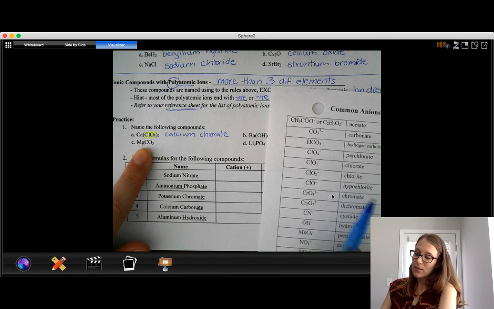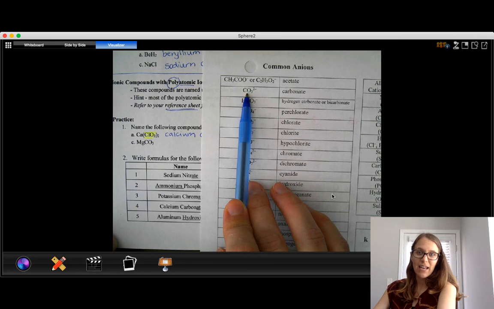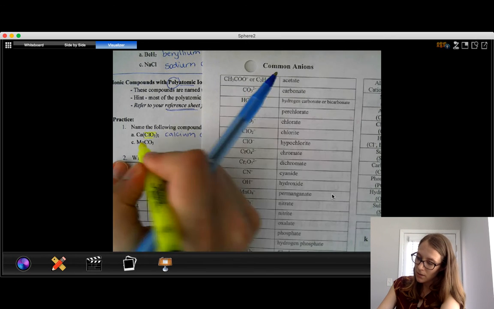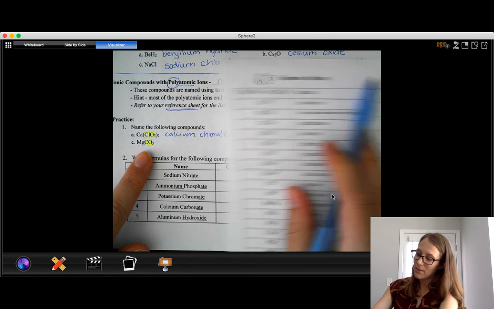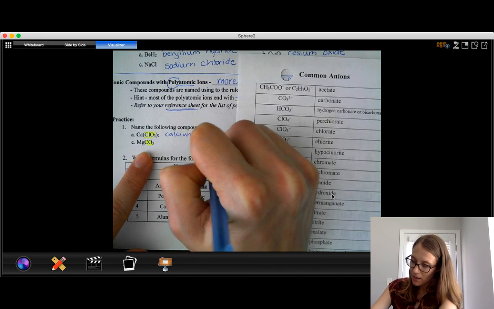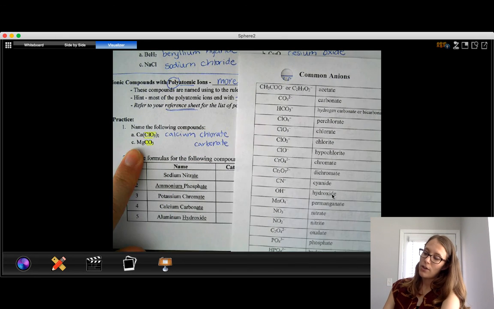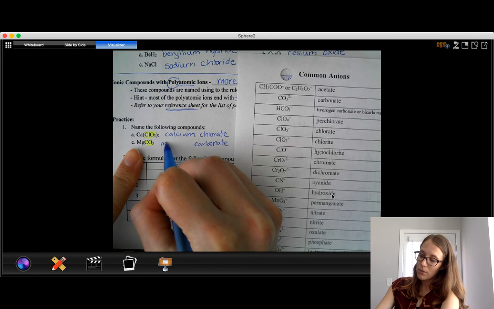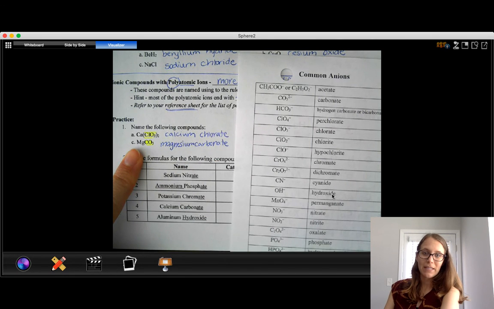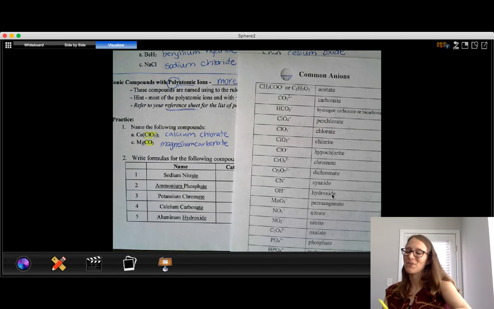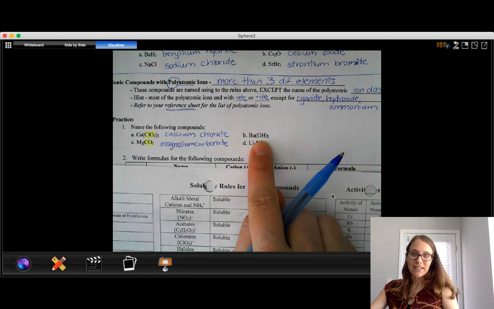Next, I have MgCO3. I'm going to look and see if I see anything that looks like that. And right here, I see CO3. That CO3 is called carbonate. That tells me the second word in my name. Again, if I'm looking it up on the reference sheet, I don't have to change the name of it. The only thing I still have to do is name Mg, which is magnesium. There should be a space there. I ran out of room. Magnesium carbonate, 2 words.